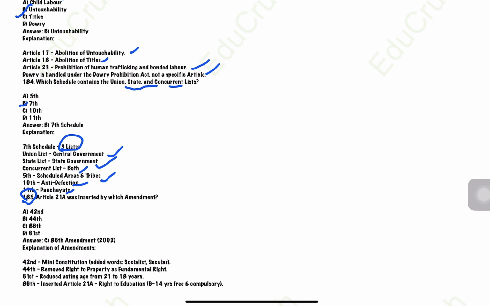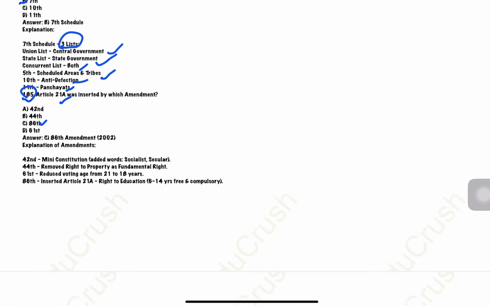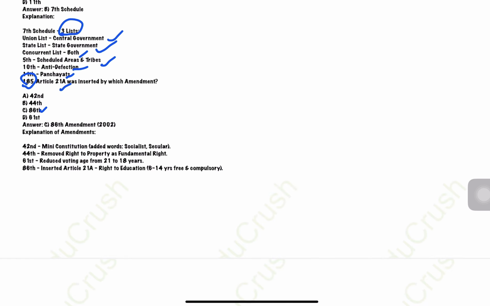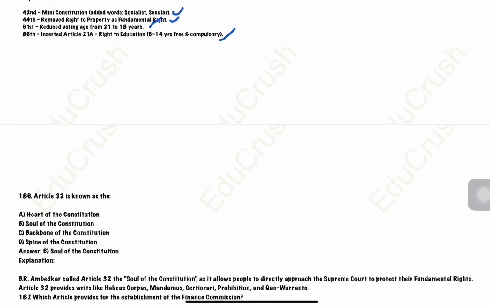Next 185th question, Article 21A was inserted by which amendment? So 86th amendment 2002. So 42nd amendment, we call it as mini constitution, added words socialist secular. 44th amendment removed right to property as fundamental right. 61st amendment reduced voting age from 21 years to 18 years. 86th amendment inserted Article 21A, right to education from ages 6 to 14 years, free and compulsory education.